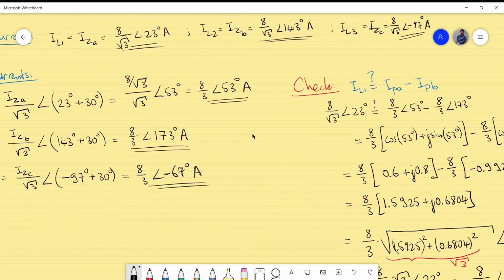I will see you in the next example, in example number 4, about a different configuration for delta delta. That's actually our final example.